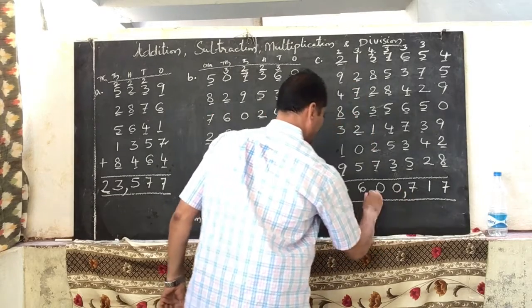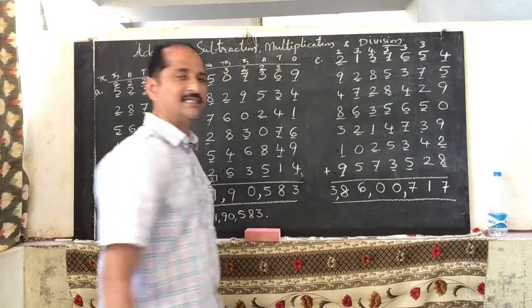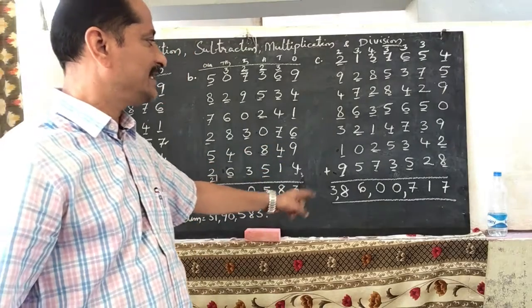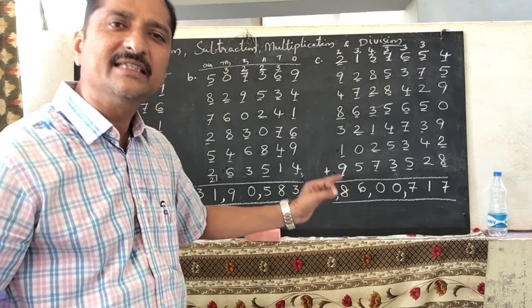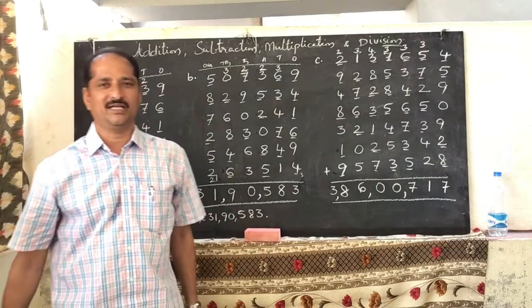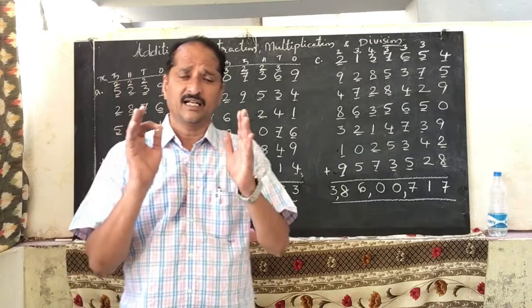So here you can call it as units, thousands, lakhs, crores. So the sum is 3 crores 86 lakhs 717. So in this way you can add numbers. So this is addition.